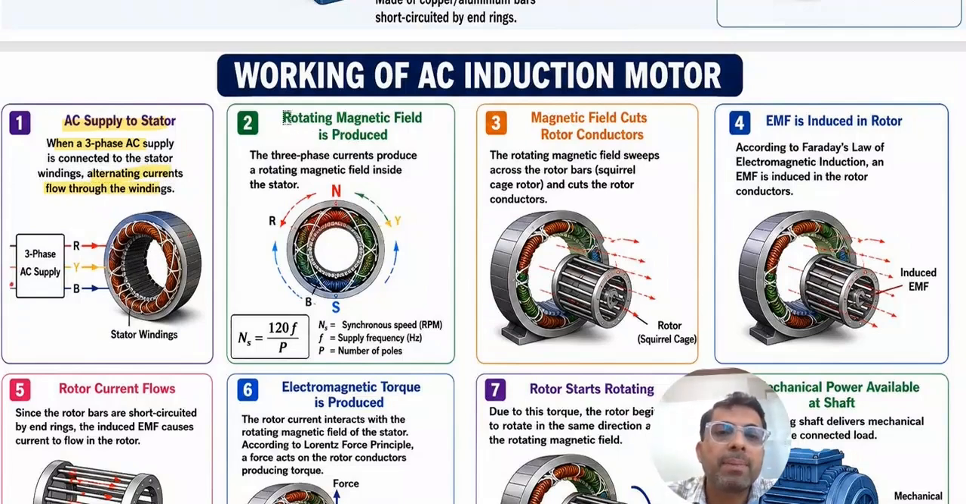Now what is the second step? The three-phase current produces a rotating magnetic field inside the stator. Because of this three-phase current, a rotating magnetic field is generated inside the stator. What is the third step? Because of this rotating magnetic field, it sweeps across the rotor part.